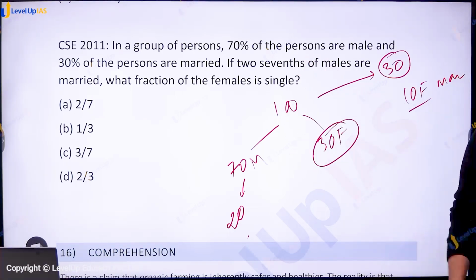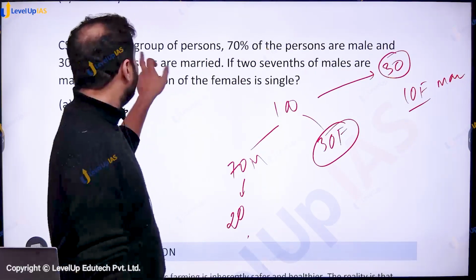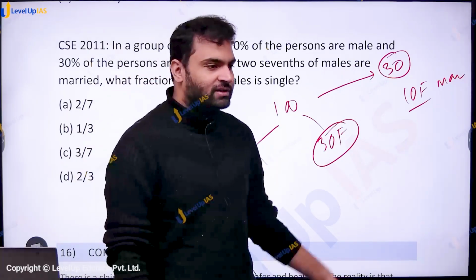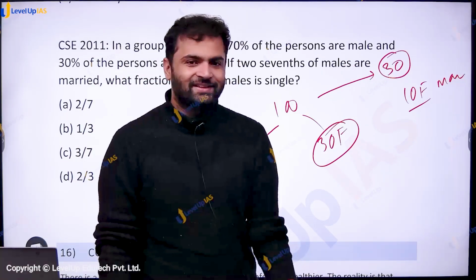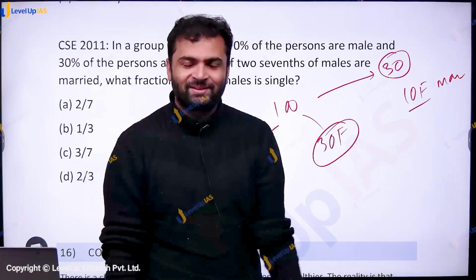These are just married people. It doesn't say that they are married to each other. In a group of persons, they could be married outside the group. This is not caste endogamy. They can be married outside the group.